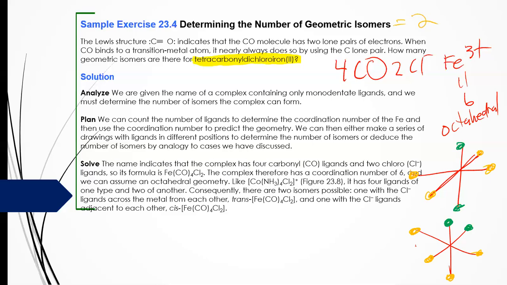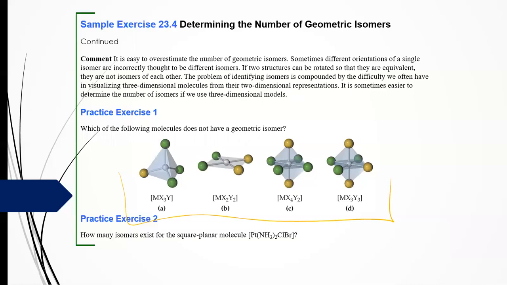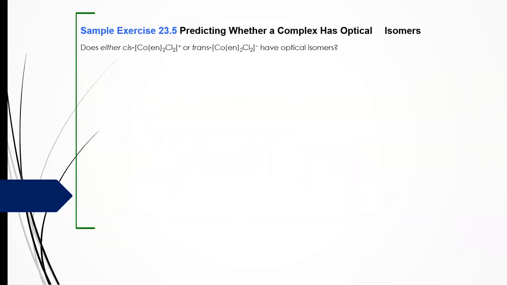So use your coordination number to determine how many different isomers there are. When you look at these, think about which ones have geometric isomers, which ones do not. Now we're going to start thinking about whether these have optical isomers. So looking at our optical isomers, we want to first draw out this one, and we want to see if there's any chirality between them.